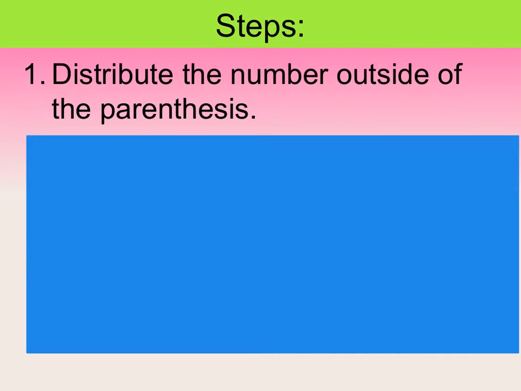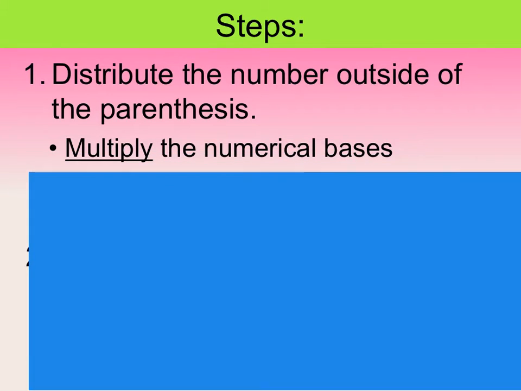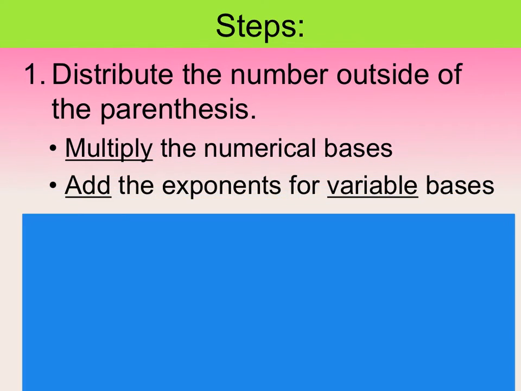Alright, so your steps for multiplying a polynomial by a monomial is very similar to just plain old distributive property. So distribute the number outside of the parentheses, but you have to be careful because we're going to have a little bit more going on with variables. So multiply the regular numerical bases. 4 times 4 is still 16. But whenever you have variables that you're multiplying by other variables, according to the laws of exponents, you're going to add those exponents. So we're kind of using laws of exponents and distributive property here at the same time.